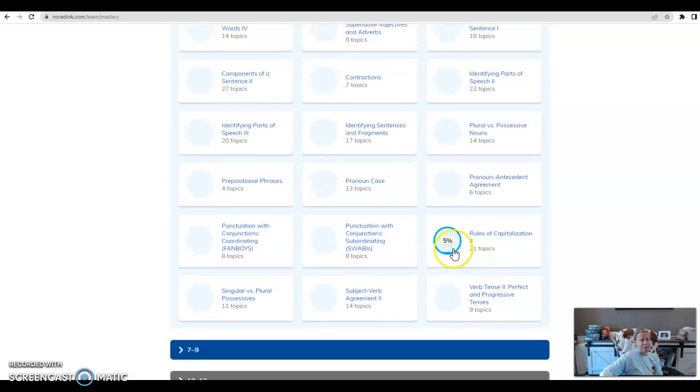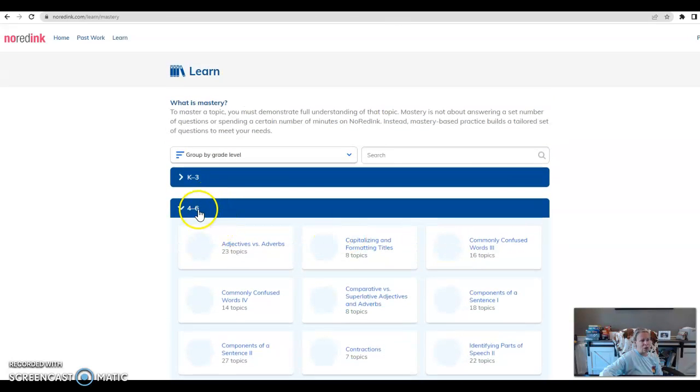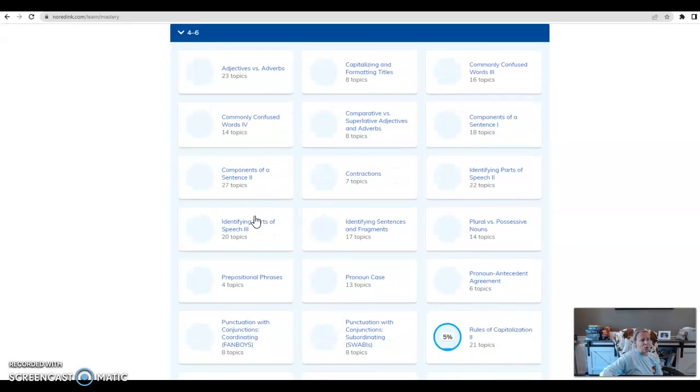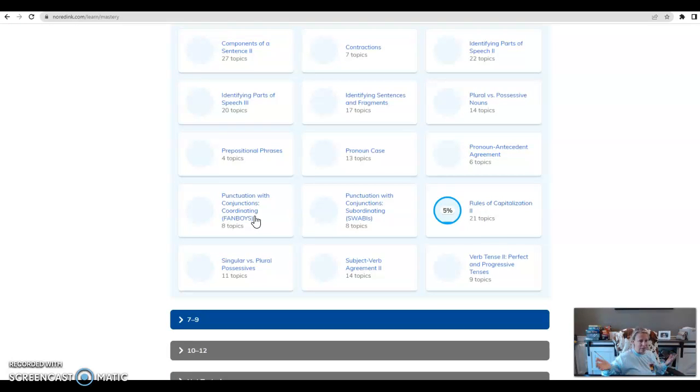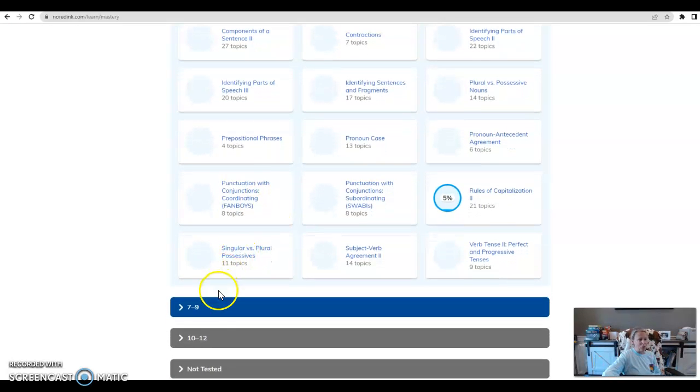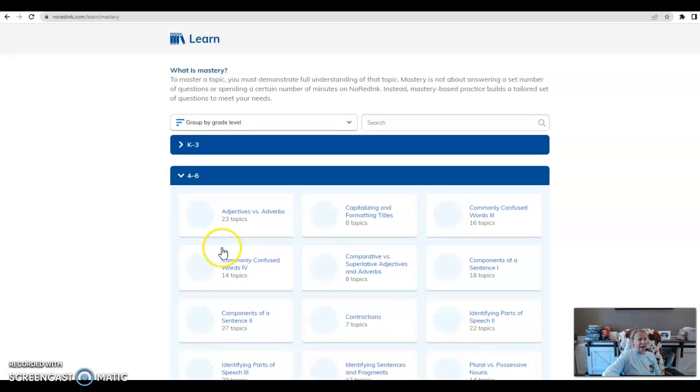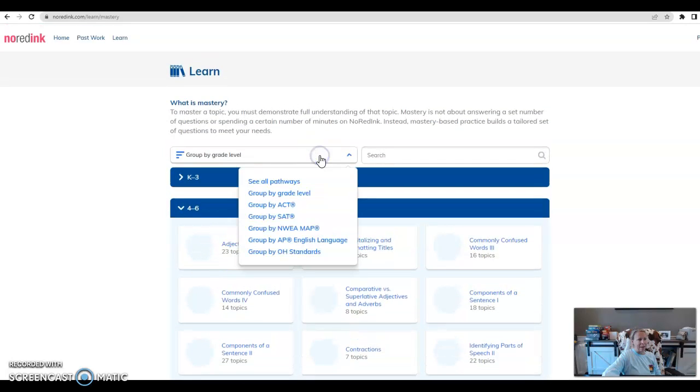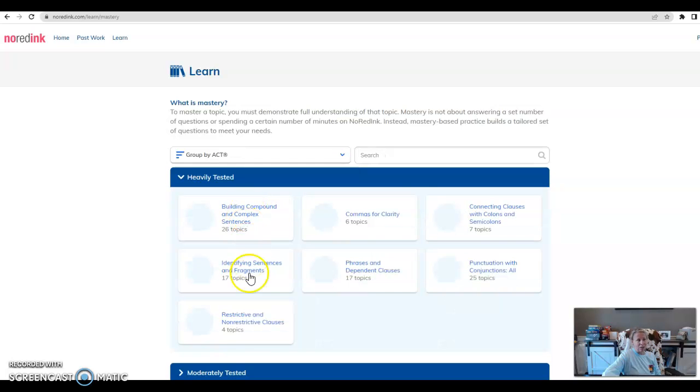So we did the capitalization one down there. So if you want to go through and try those and practice, totally fine. And then you can work your way up to the 7, 9, right? So you can group by level if you want to. But like I said, if anybody's planning to take the ACT at some point, this might be something really good for you to go in and do these different lessons.